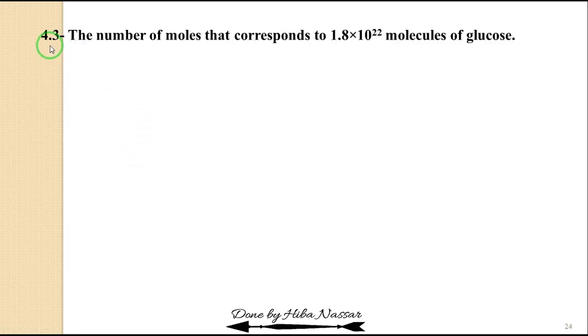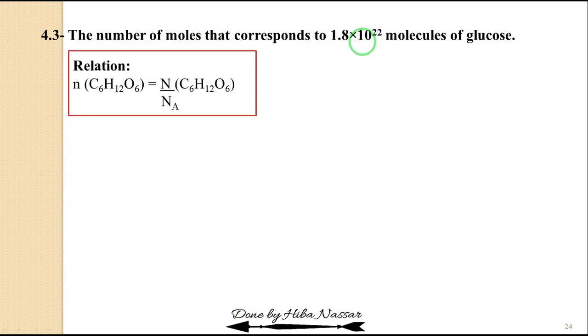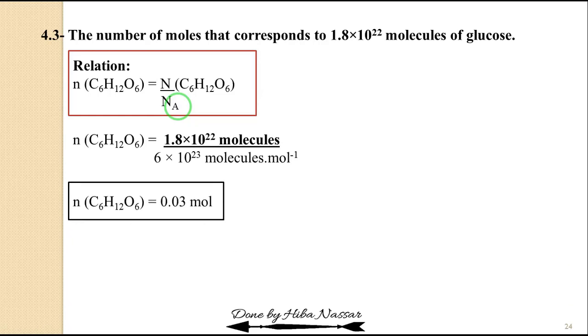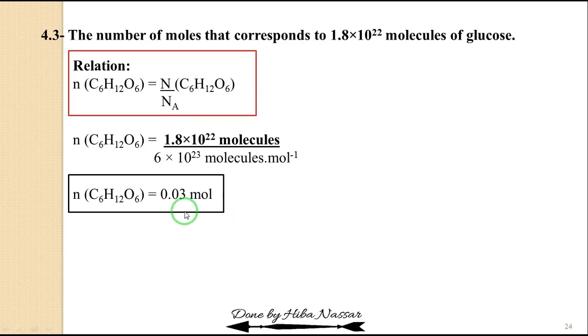Now question 4.3. The number of moles that corresponds to 1.8 times 10 to the power 22 molecules of glucose. I need to calculate the number of moles, small letter n, and you have the number of molecules. So here directly I'm going to use this relation, number of moles equal to the number of molecules, capital letter N, divided by the Avogadro's number. So by substituting the given information, you can say that the number of moles for glucose is equal to 0.03 mole.